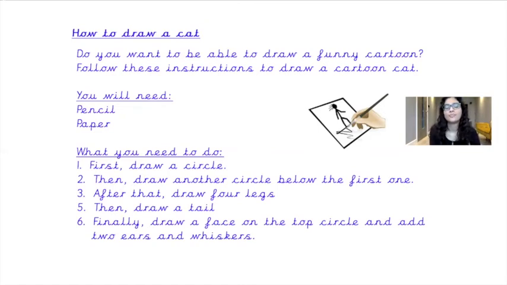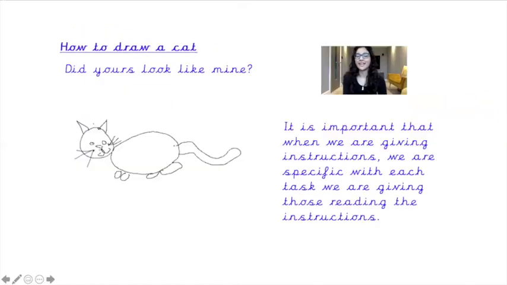What you need to do, first, draw a circle. Number 2, then draw another circle below the first one. Number 3, after that, draw 4 legs, then draw a tail. Finally, draw a face on the top circle and add 2 ears and whiskers. So, did yours end up looking like the one that I have drawn?